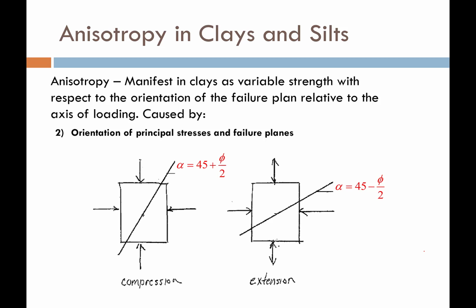A second cause is the orientation of the principal stresses and the failure plane. So here we have two examples. In this instance, let's pretend that the vertical is the larger and the horizontal is the lesser. And so we have axial compression going on. And in axial compression, we've learned from studying Mohr's circles and the origin of planes that the failure plane for axial compression is going to be oriented at an angle of 45 degrees plus phi over 2.